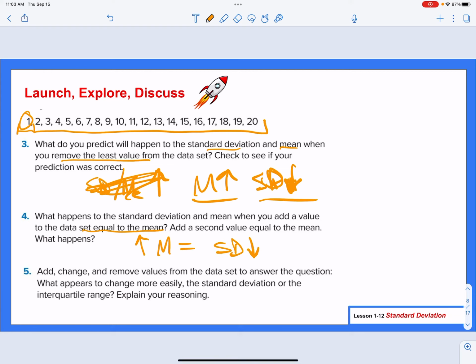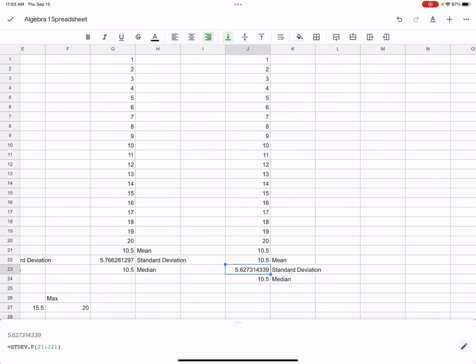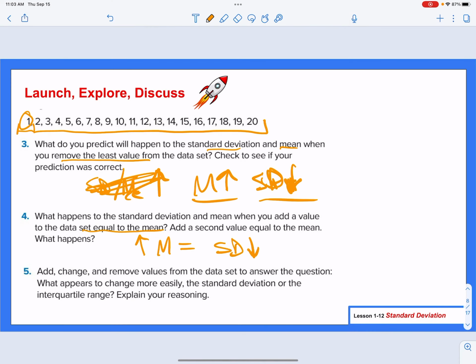What if you add a second value equal to the mean? Well, I didn't really set that one up there, so I'd have to actually change some things around. But I would imagine that the mean is going to stay the same, it's the same value. And our standard deviation will also continue to be smaller because everything's getting closer to the median value.